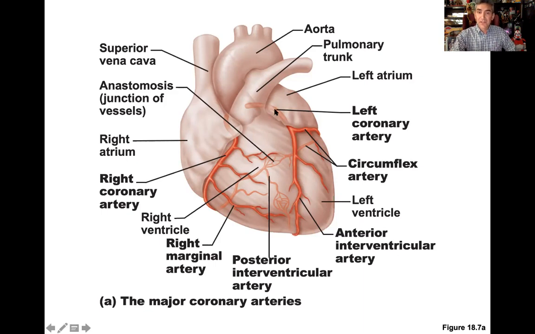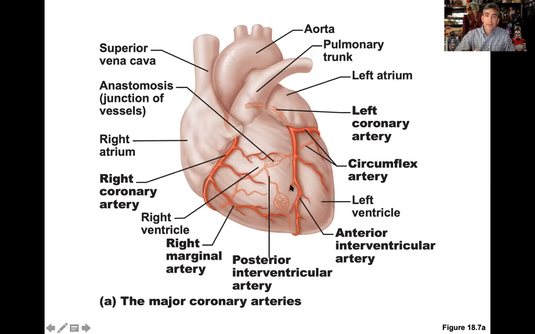If the blockage is here, then we start to have cell death of all of these ventricular cells, and that whole ventricle is going to be non-functional, right? That cannot sustain life. So why do some people survive heart attacks and some people don't? Well, it depends on the location of the infarction, of that blockage there, right?